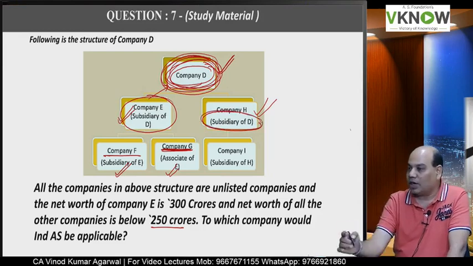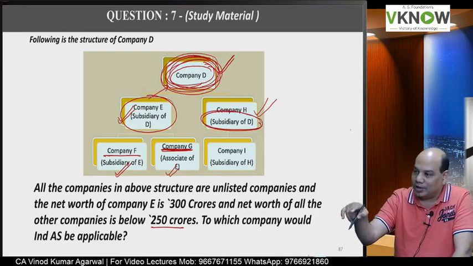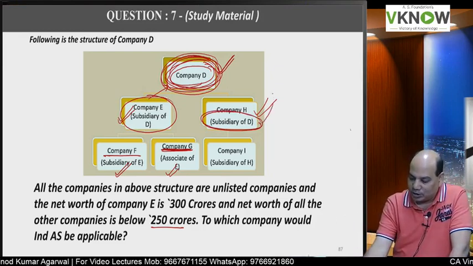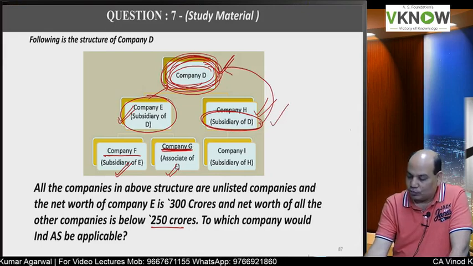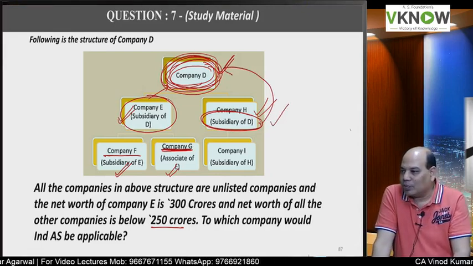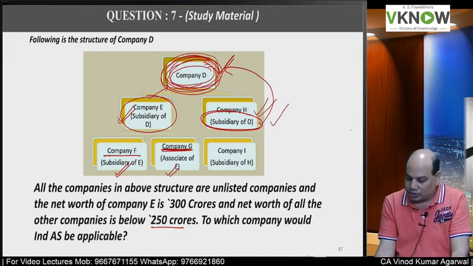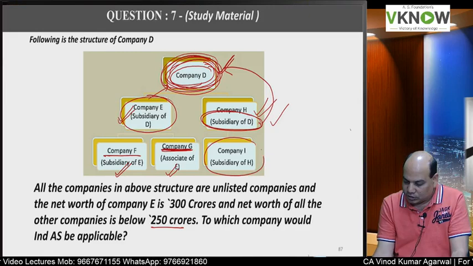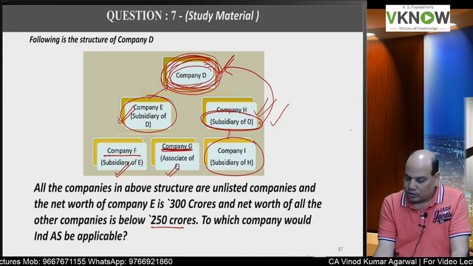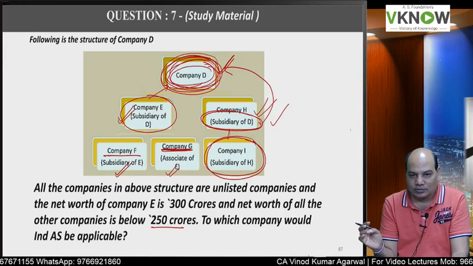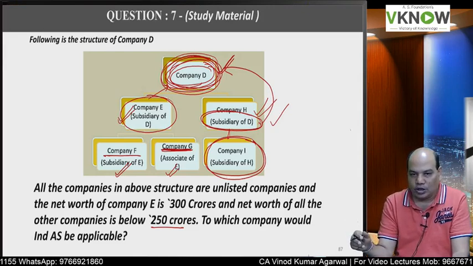Subsidiary will have to provide a financial statement based on Ind AS to its parent company so that parent company can consolidate. So it will have to voluntarily adopt Ind AS, or it has to prepare 2 sets of financial statement. Same thing here. This company I is a subsidiary of H. So even this subsidiary of a subsidiary is also subsidiary. We'll see in the consolidation chapter, because indirectly you are controlling I.